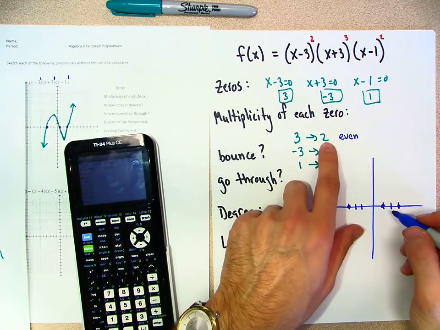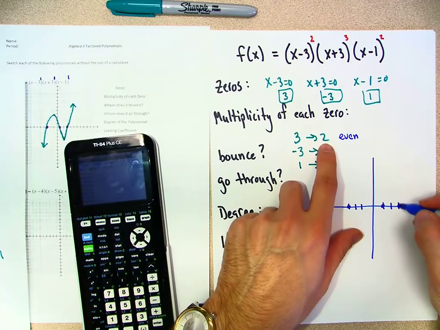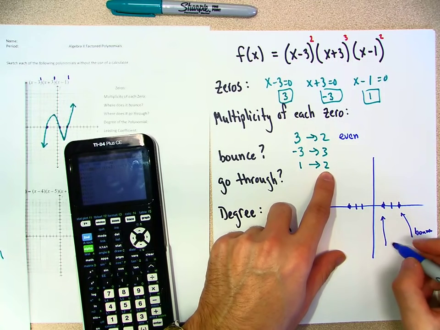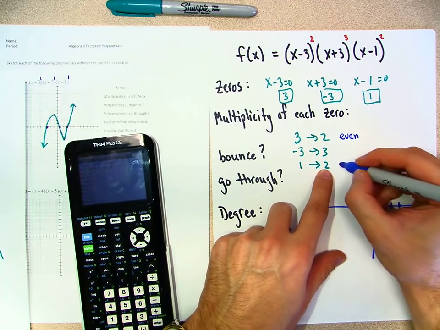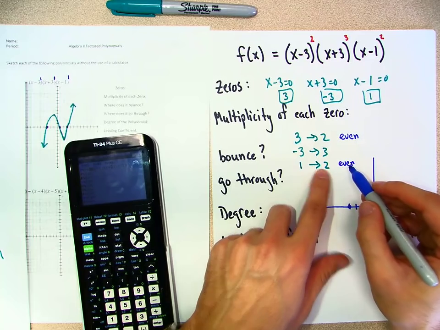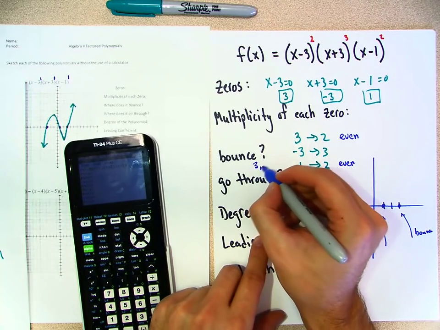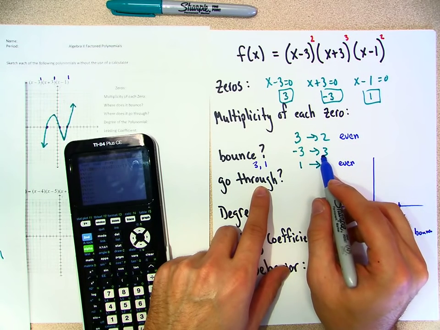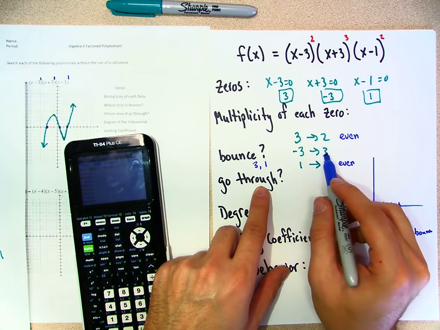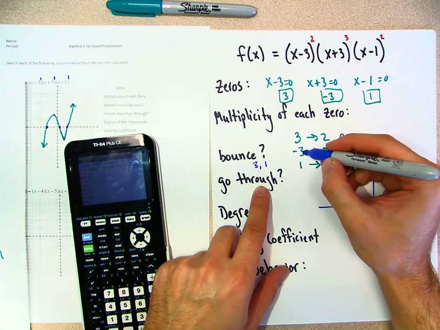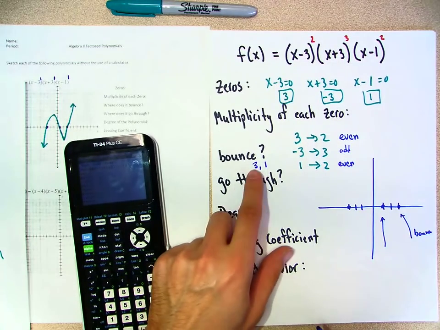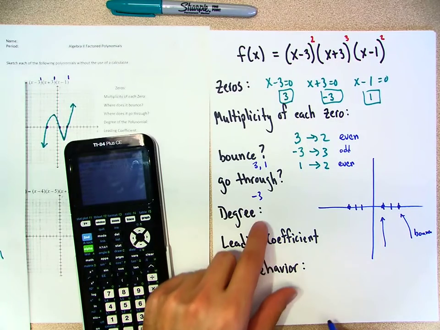Because it's an even multiplicity, I know that there has to be a bounce. Here, it bounces. Where else does it bounce? It also has to bounce over here at 1 because this is even, right? So here, it bounces at 3 and at 1, but where does it go through? It has to go through at minus 3 because this is odd. All right, so it bounces at these two zeros and it goes through here.